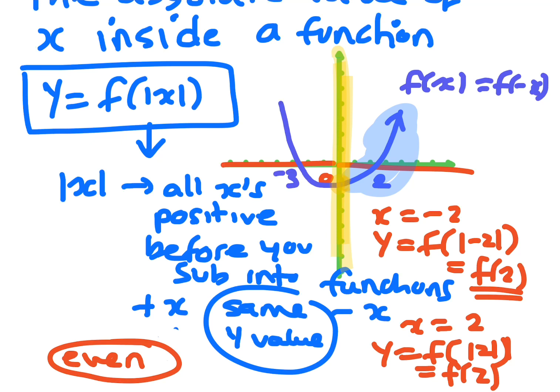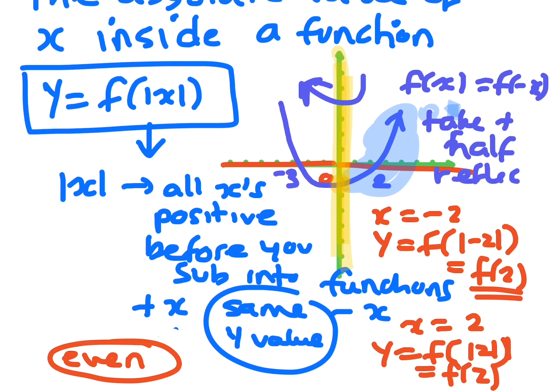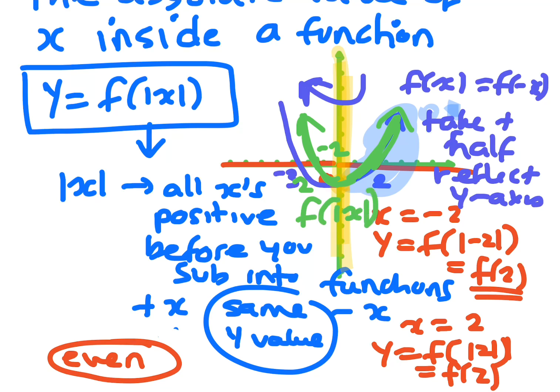So you take the positive half of the curve and then you reflect it in the y-axis. So I'll get a really strong colour there. I take the positive half of the graph, which is like that, and it goes through 2, and then I reflect it in the y-axis, so it'll go through minus 2. That there would be f of the absolute value of x.